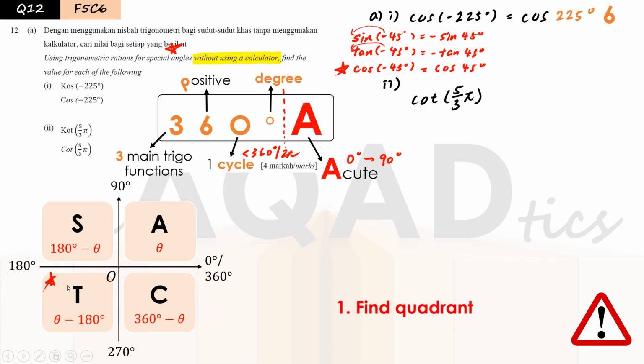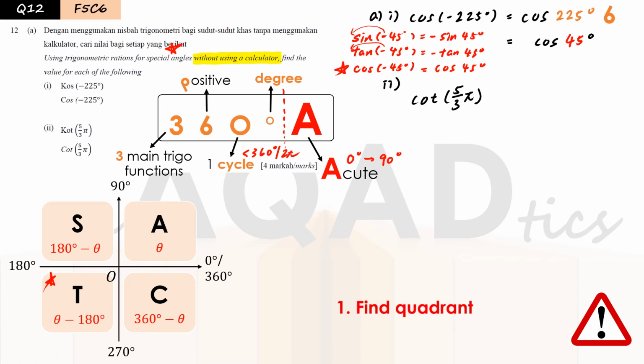Based on the section that we are in, we need to adjust the 225 according to these conditions. For section T, or the third quadrant, for our angle 225, we need to minus 180 degrees. So here will become cos 45. You can see that this angle has been transformed into an acute angle. So this is the first thing we need to do: select the correct quadrant and adjust the values from there.